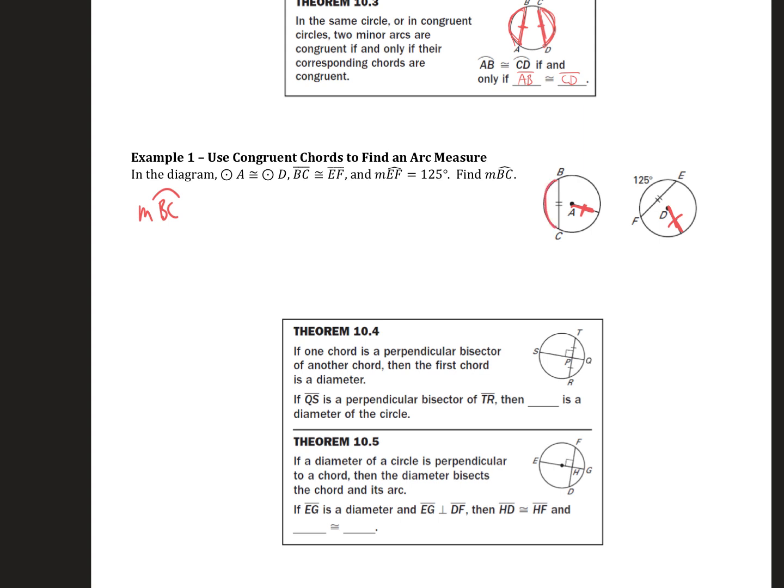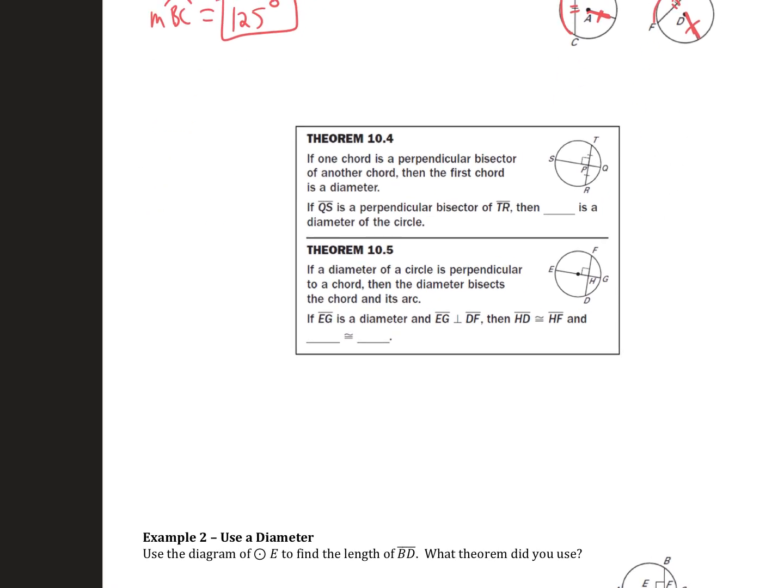And what do we know here? Well, it looks like we have some chords here. We know that this chord is congruent to this chord, and if that's true, we know that the arc measures are the same. So this arc measure is 125. What's the other one going to be? 125. Ta-da, that's it. Awesome. All right, moving on.